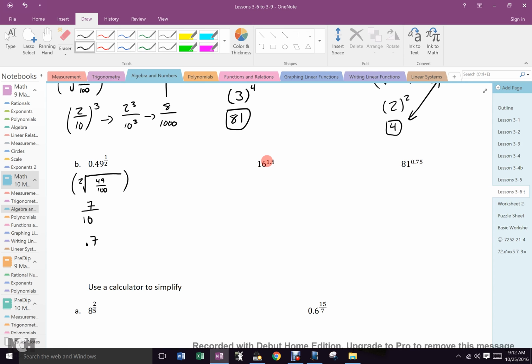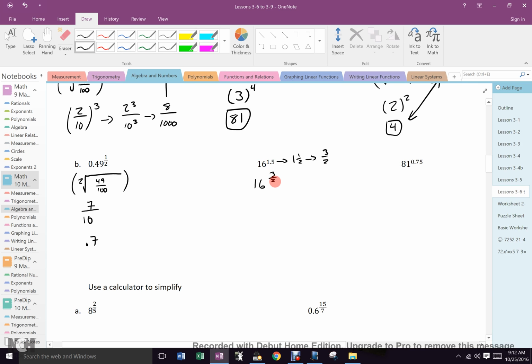Aren't decimals just fractions? So what is this guy as a fraction? It's 1.5, isn't it? How do you turn that into a fraction? It's 3 over 2, right? So this is really 16 to the 3 over 2. And now all of a sudden we can do this, can't we?